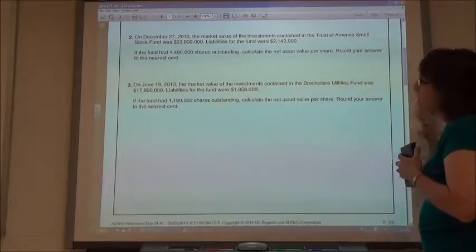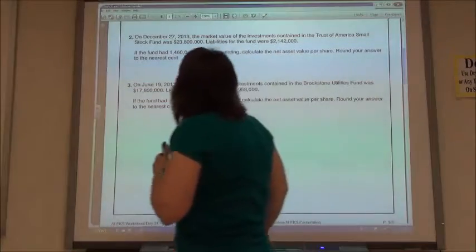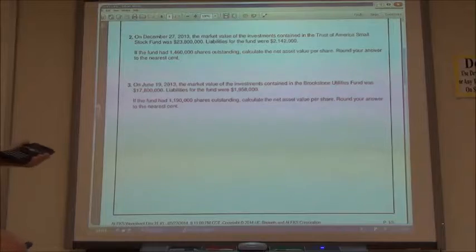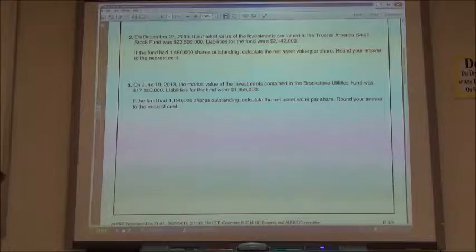So number 2, same kind of thing. It says on December 27th, 2013, the market value of the investment contained in the Trust of America Small Stock Fund was $23,800,000. Liability for the fund was $2,142,000. The fund had 1,460,000 shares outstanding. Calculate the net asset value per share. Round the answer to the nearest cent.